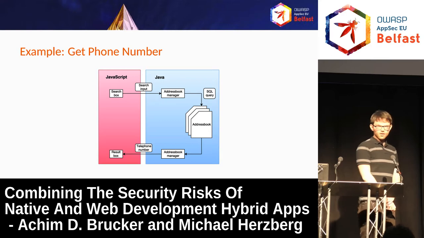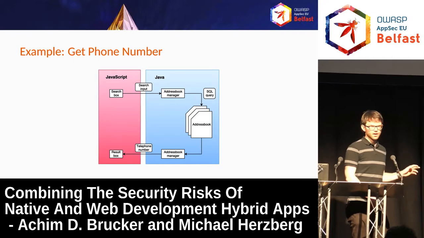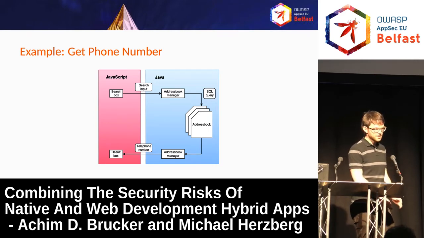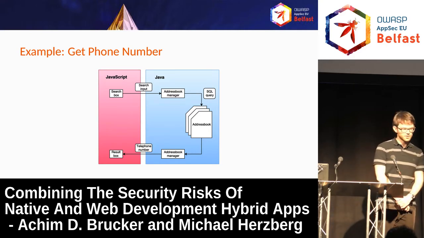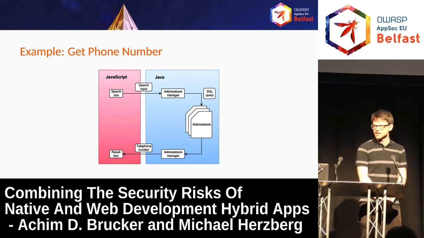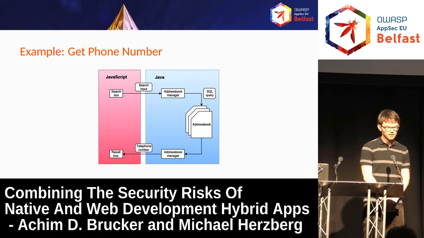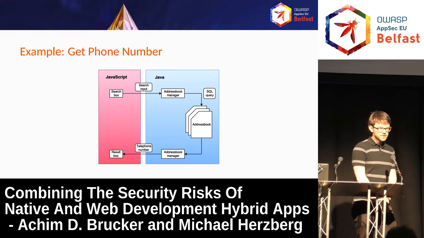So to come back to our running example, the small get phone number application, I wanted to visualize a little bit how the data flow in such a hybrid app looks like. So we have the JavaScript side of the app on the left side, the Java part on the right side. And it starts with a query of retrieving the phone number by passing the contact name from the JavaScript to the Java side. Then it gets looked up in the local database, in the contact database. And then we pass the found telephone number back to the JavaScript side of things. So here in this one example already, we traversed this language barrier two times.